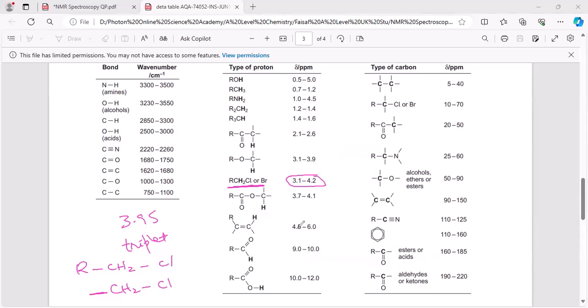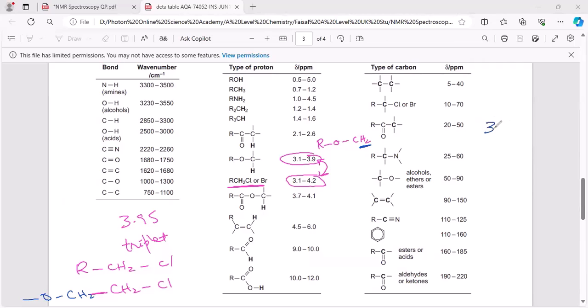Then the next is 3.65. So 3.65 should come here, either this or this. If I choose this, then ROCH2. So this would be a structure, and now here I should attach this CH2 with this CH2 because both CH2 are adjacent to each other.